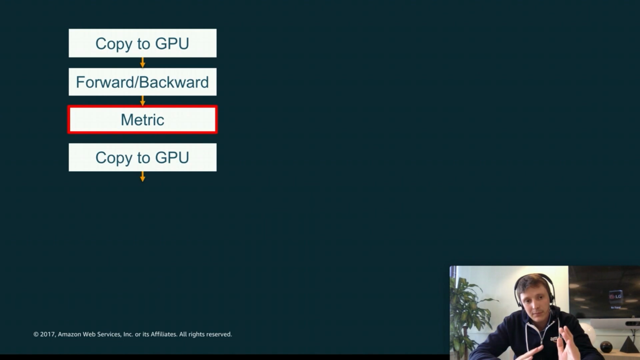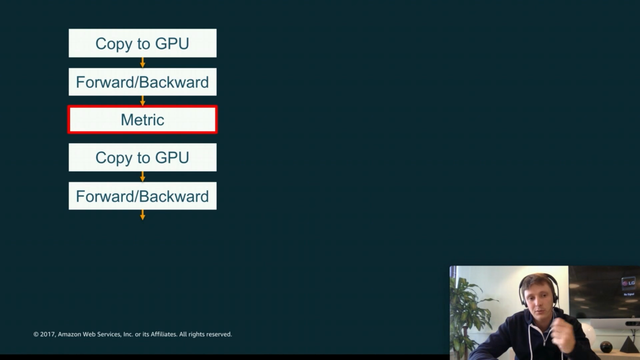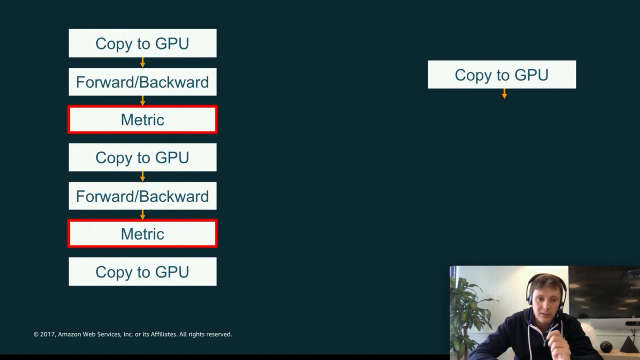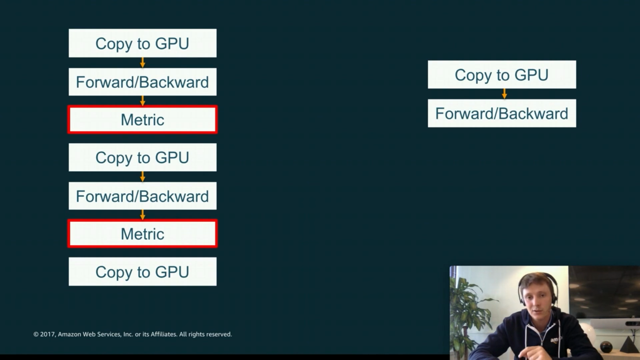So the MXNet engine is waiting for the prediction to be ready, send them back to the CPU, it's computed, and then you move to the next iteration of the loop. Copy to GPU, forward, backward, metric computation, and so on. So by doing the smart synchronization code, if you look at the code, what I'm doing is just doing the metric calculation of the previous loop after the data is copied to GPU.